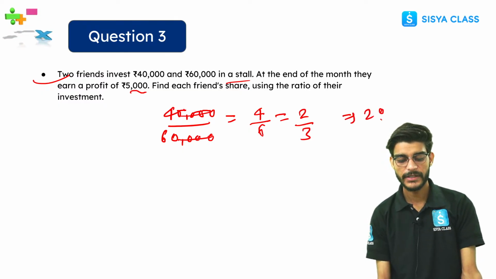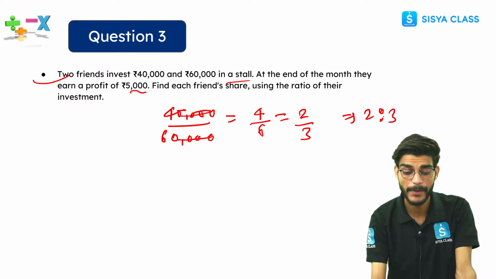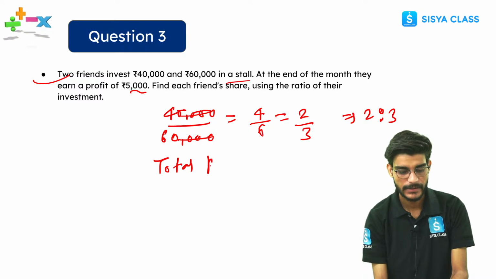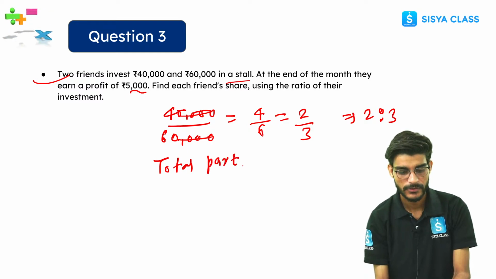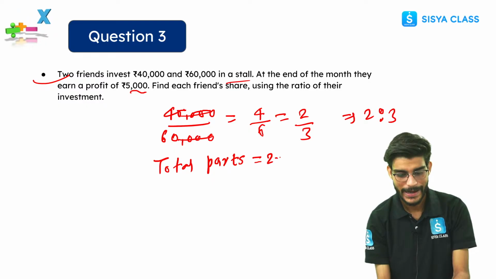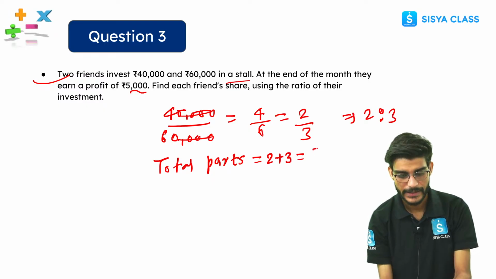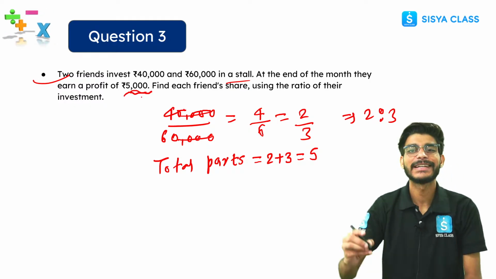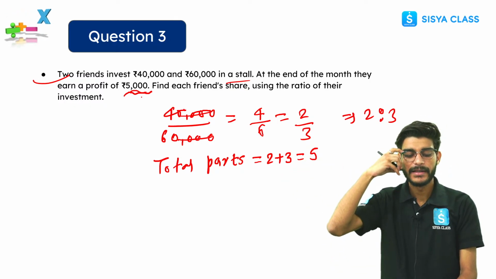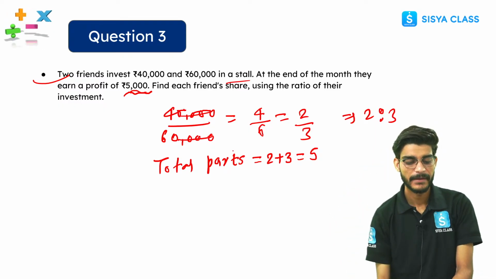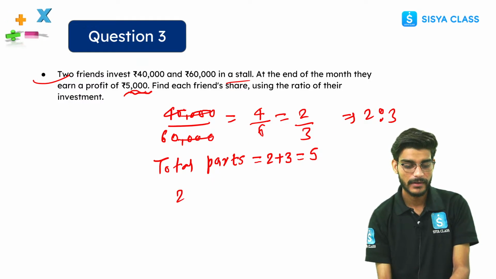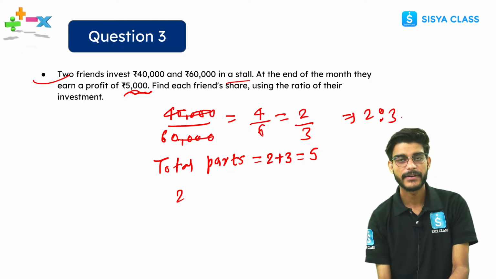Basically, this is 2:3. So what are the total parts here? You have to add the ratios in simplest form. That is 5. Now the profit is 5,000, and you have to distribute it, because you have to share the profit between two friends. Total parts equal 5. So for the first friend it is 2, and for the second friend it is 3.